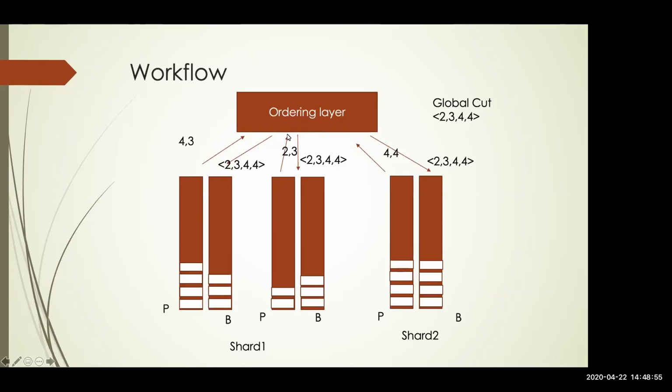The ordering layer determines the global cut depending on that. It sees how many have been persisted, and takes the minimum cut. So it says that 2,3 should be for this shard and 4,4 for this shard. So the global cut is 2,3, 4,4, and on the basis of that, each data server runs the algorithm which orders the records according to the global cut, which has been described in the paper.